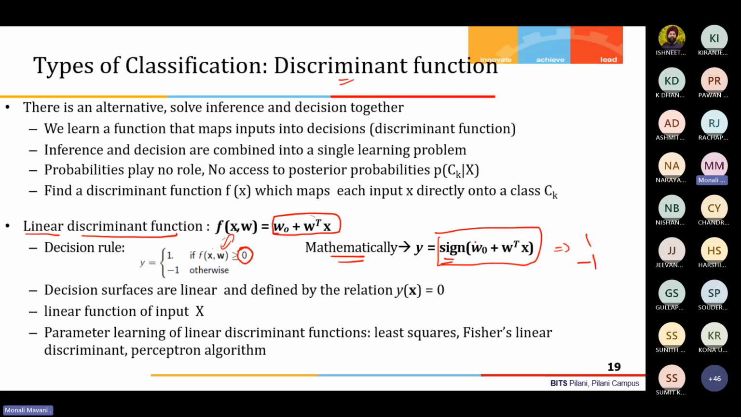So the sign function is a linear discriminant function. Whatever value is evaluated inside the sign function, we will pick up its sign, whether it's a positive sign or a negative sign. That will give us class 1 and class 0. That's the decision function where we are not getting a posterior probability.